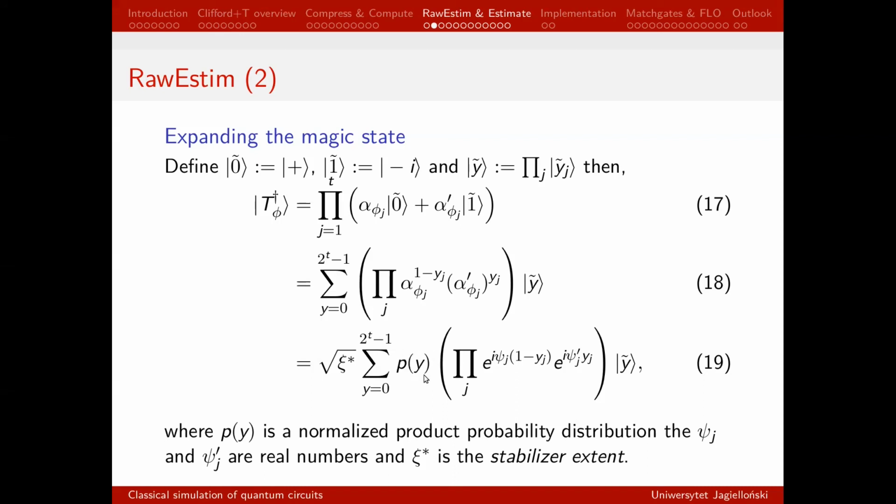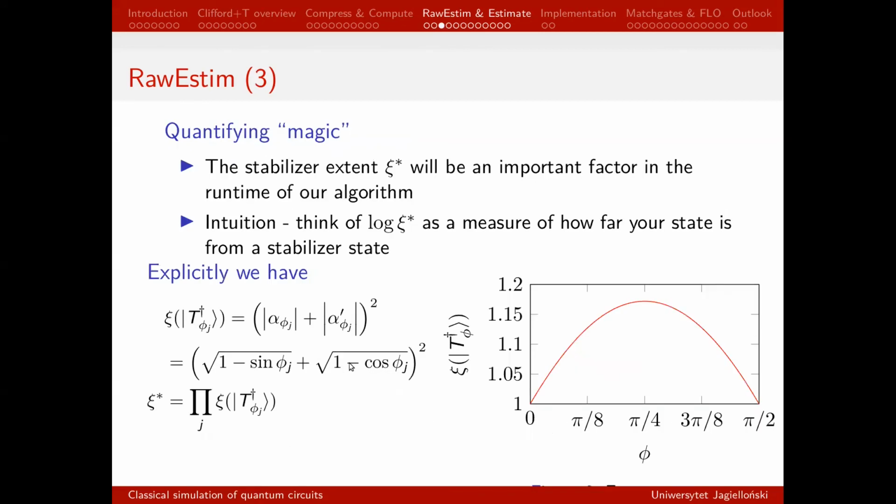It turns out that you can do this such that this P here is a normalized product probability distribution, which is handy. So in some sense, the magic state we want is the expectation value of some stabilizer state valued probability distribution. I will talk more about this Xi now. This Xi is what I called magic before. I promised I would define magic. For the purposes of this talk, magic is this thing, where Xi of some input non-stabilizer state is given by this expression. These are the alphas I had before. In terms of the angle in your rotation gate, it's this thing, and as you can see, it reaches its maximum at pi by 4. If you take the log of Xi, you can think of it as a measure of how far you are from being a stabilizer state. So Xi is in some sense an exponential of a distance, and the runtime of our algorithm is going to be exactly linear in Xi star.